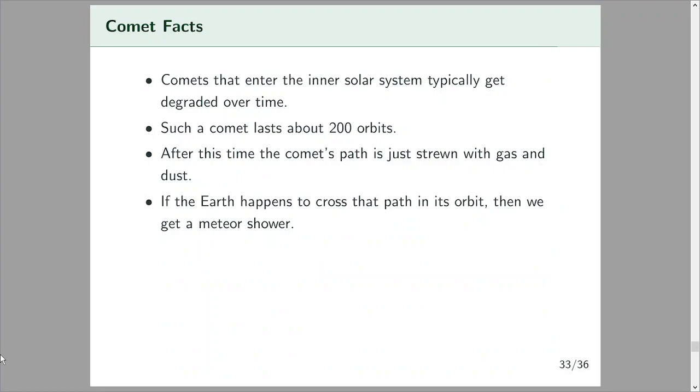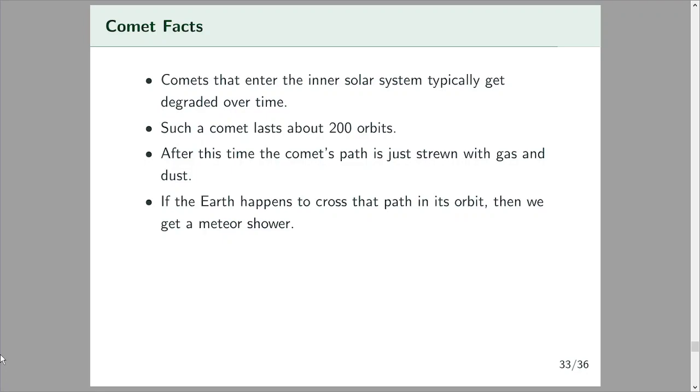So if you look at comets that enter the inner solar system, they get degraded over time. We've sort of seen how that happens. The sun shines on them, it pushes a tail off of them. They get an ion tail and a gas tail. They get a coma, and a typical comet, that's a mile or so in diameter, might last 200 orbits before all its debris has been turned into gas and dust by the sun each time it comes in. After this time, the comet's path, that ellipse that it follows, is just strewn with gas and dust, and there's no main comet anymore.